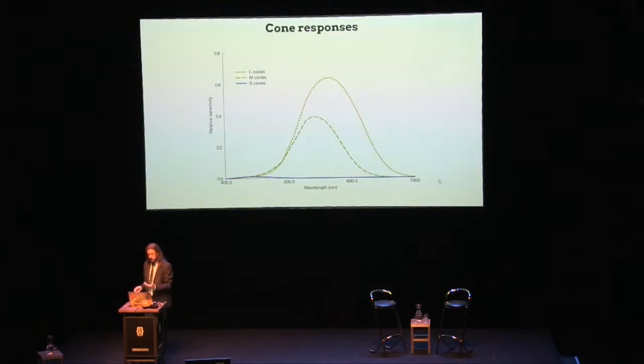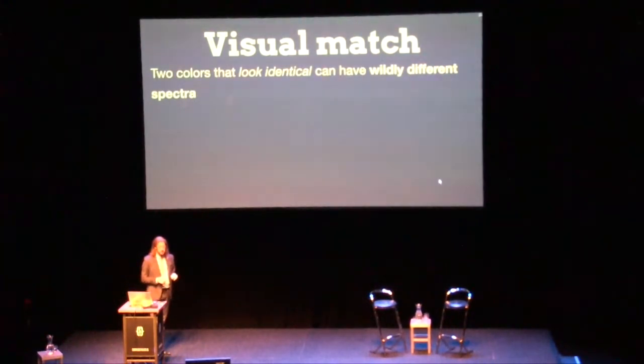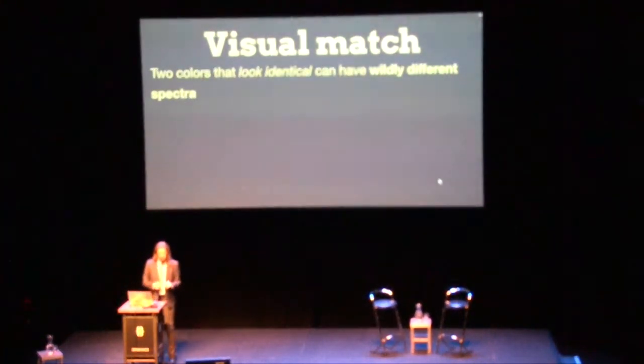And the other thing is, we've only got 3 cone types, and they overlap a lot, so effectively our brain has got 3 sources of information about what our color is, so we don't need an entire spectrum, actually. We can be fooled quite easily, and this brings us on to an important point. You can have 2 colors that look identical, and they can have wildly different spectra.